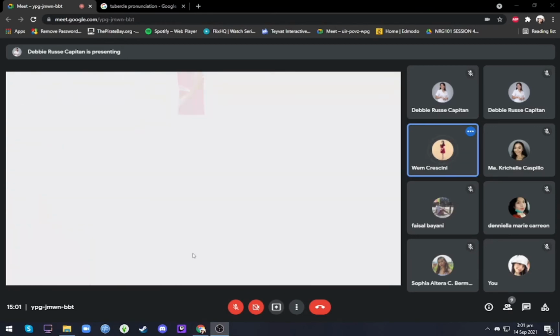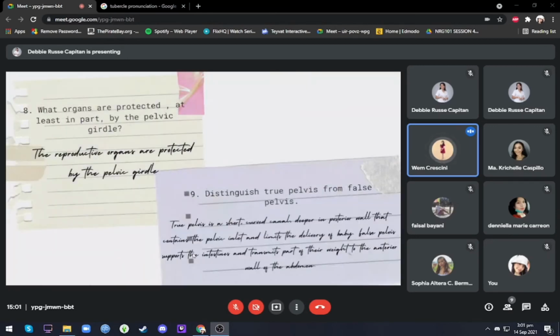Number 9, the question is, distinguish true pelvis from false pelvis. So the true pelvis is a short, curved canal deeper in the posterior wall that contains the pelvic inlet and limits the delivery of the baby. The false pelvis supports the intestines and transmits part of their weight to the anterior walls of the abdomen.